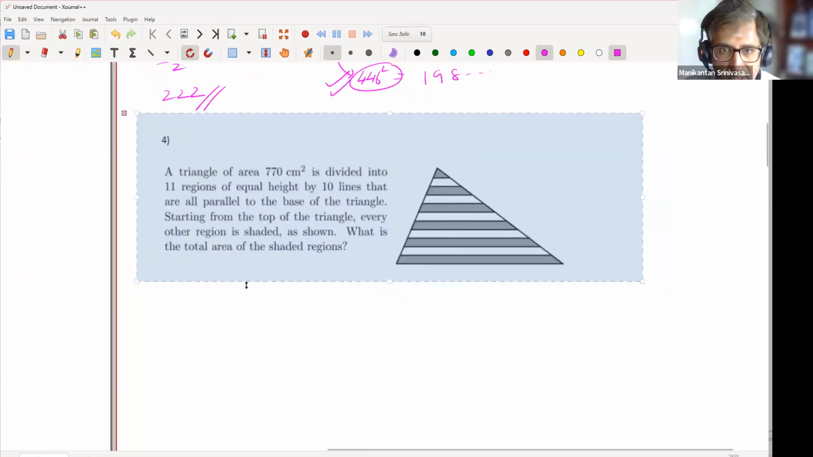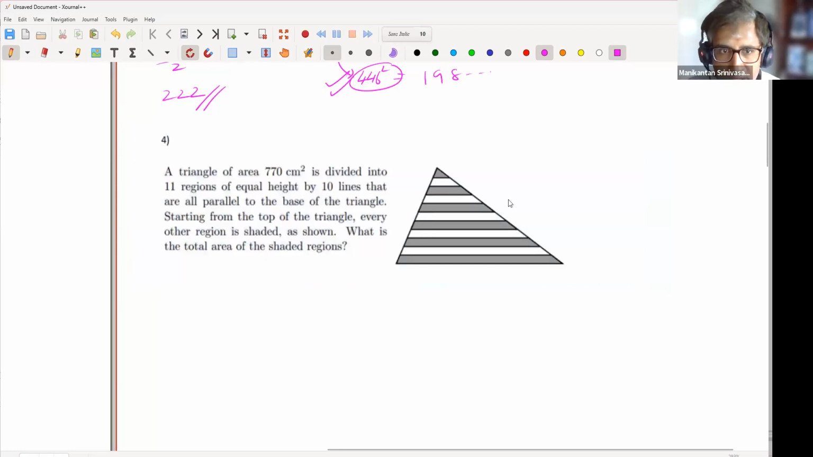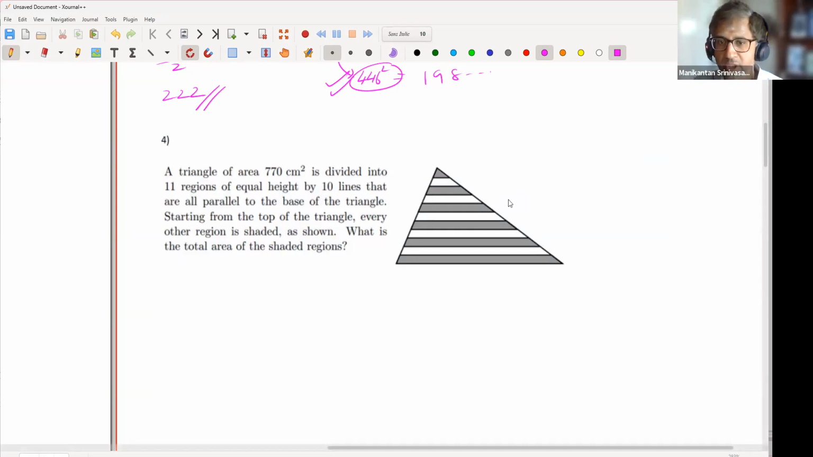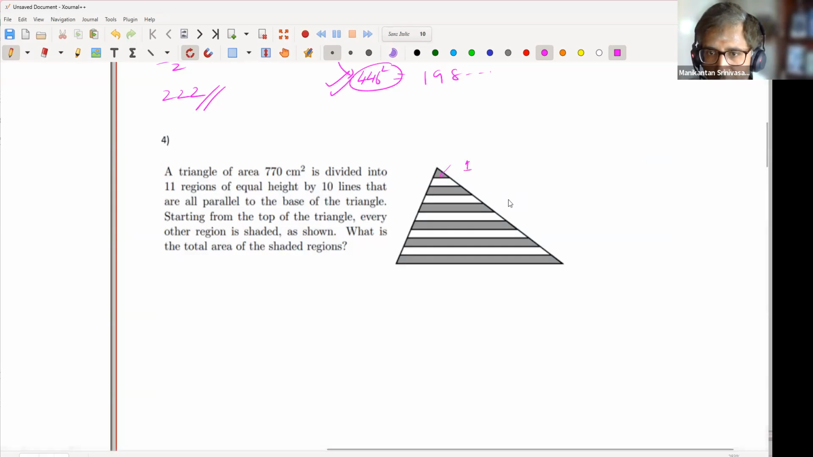Okay, so a triangle of area 770 is divided into these portions, 11 regions of equal height, with 10 lines. Starting from the top, every other region is shaded. What is the total shaded area? Okay, so we can clearly see we have a bunch of similar triangles. So let's say this topmost one is 1 square.